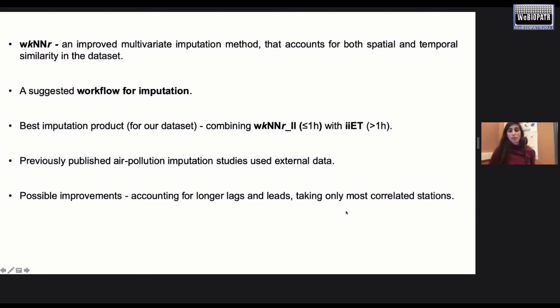Possible improvements that we can think of are, of course, accounting for longer lags and leads. It can potentially improve the results of the WKNNR imputation in longer missing intervals. Another possible improvement is taking a threshold for the correlation used in the imputation, maybe taking only the most correlated stations and not taking all stations, as I did in this work.